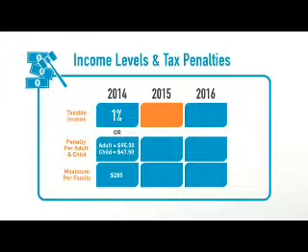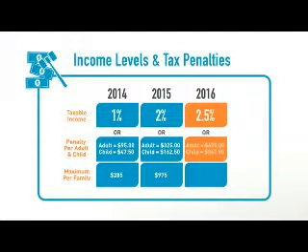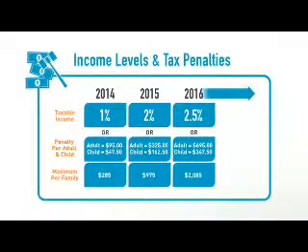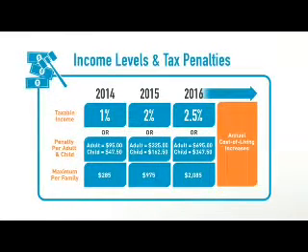In 2015, the penalty will be the greater of 2% of taxable income, or $325 per adult, and $162.50 per child, up to $975 per family. In 2016, the penalty will be the greater of 2.5% of taxable income, or $695 per adult, and $347.50 per child, up to $2,085 per family. After 2016, the penalty will be increased annually by the increase to the cost of living.